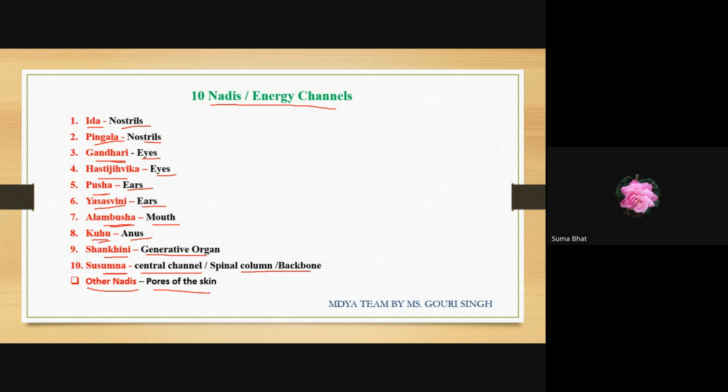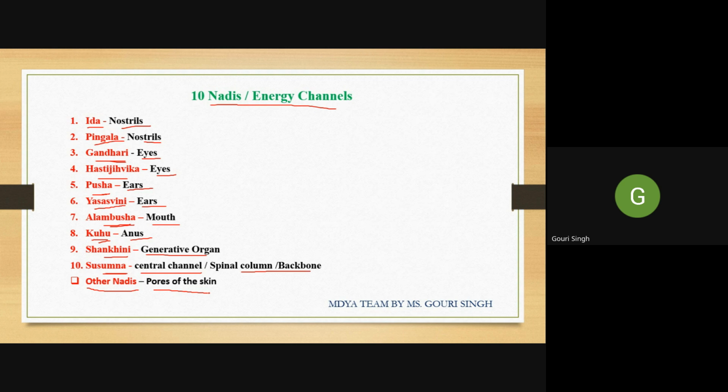The 10 nadis or energy channels are Ida, Pingala for nostrils, Gandhari, Hastijivika for eyes, Pusha, Yashaswini for ears, Alambusa for mouth, Kuhu for anus, Shankhini for generative organ, Sushumna central channel or the spinal column or the backbone, and all the other nadis apart from these represent the pores of the skin.